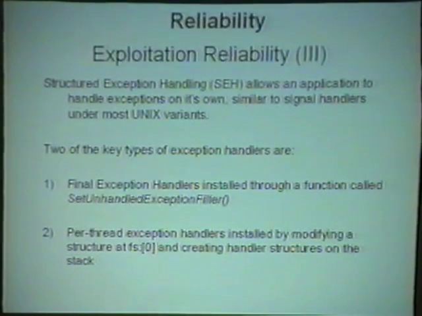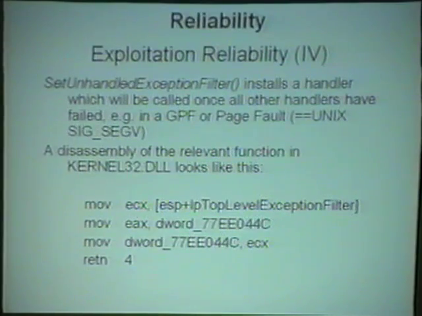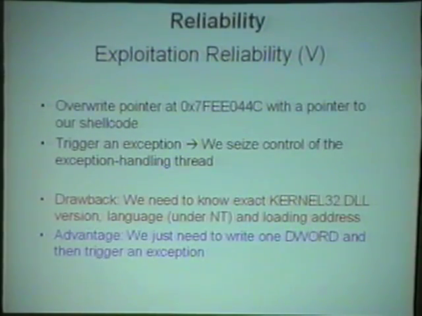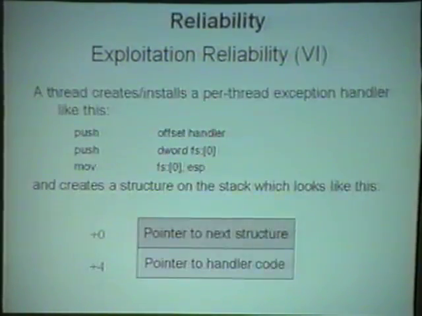The second kind of exception handlers which can be installed are per-thread exception handlers. Every thread can install its own exception handler by manipulating a structure. This is all not very interesting. By manipulating the structure at fs:0. The structure at fs:0 is called the thread environment block and is not really well documented by NT, but the Wine project has done a very good job at documenting it.